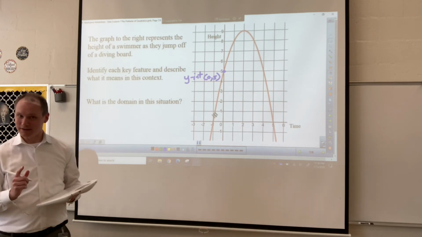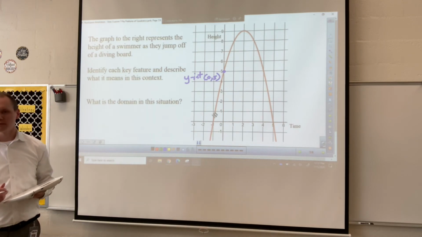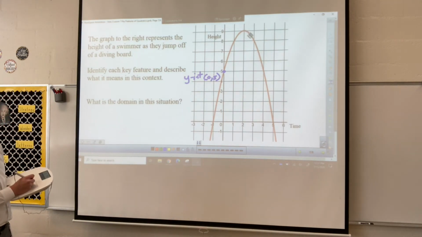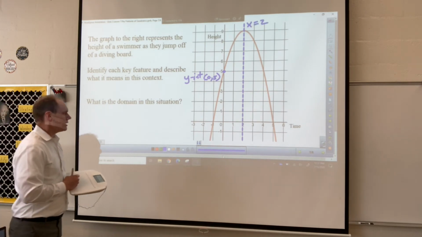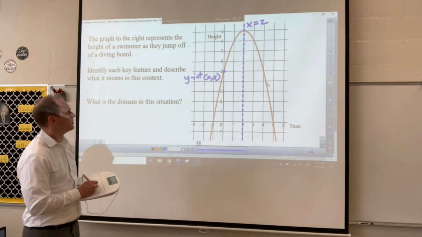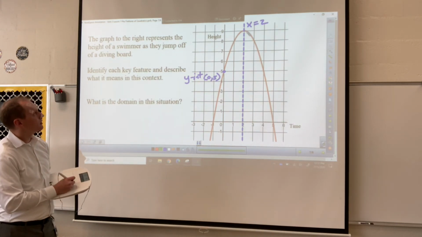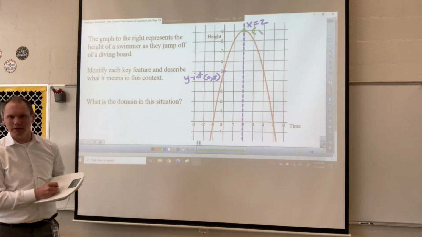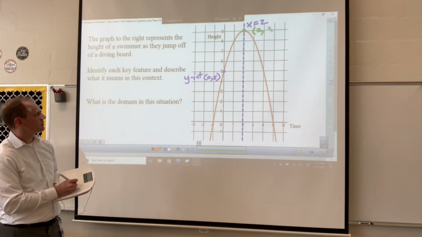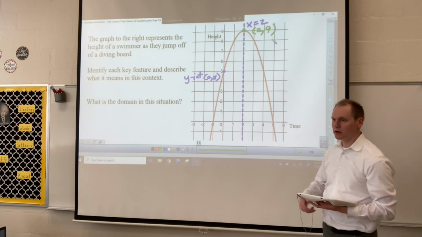Okay, then let's go to the axis of symmetry next. Don't give me a number, give me a line. What line represents the axis of symmetry here? x equals 2. Yeah, x equals 2, right here. Okay, and then along those same lines, we have our vertex, which is the particular point on the axis of symmetry. And what would that be? Right here? Somebody said it. Yeah, 2, 9.